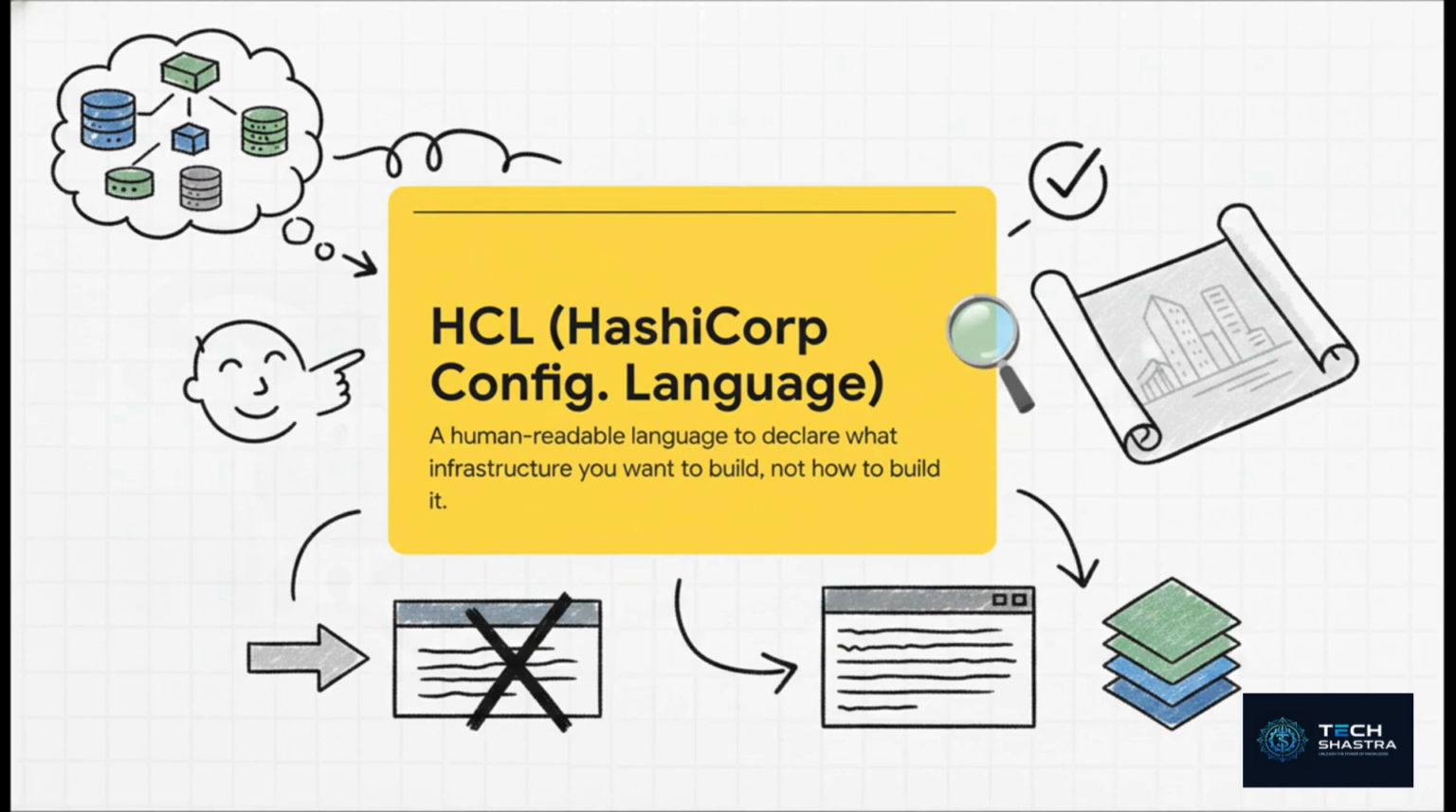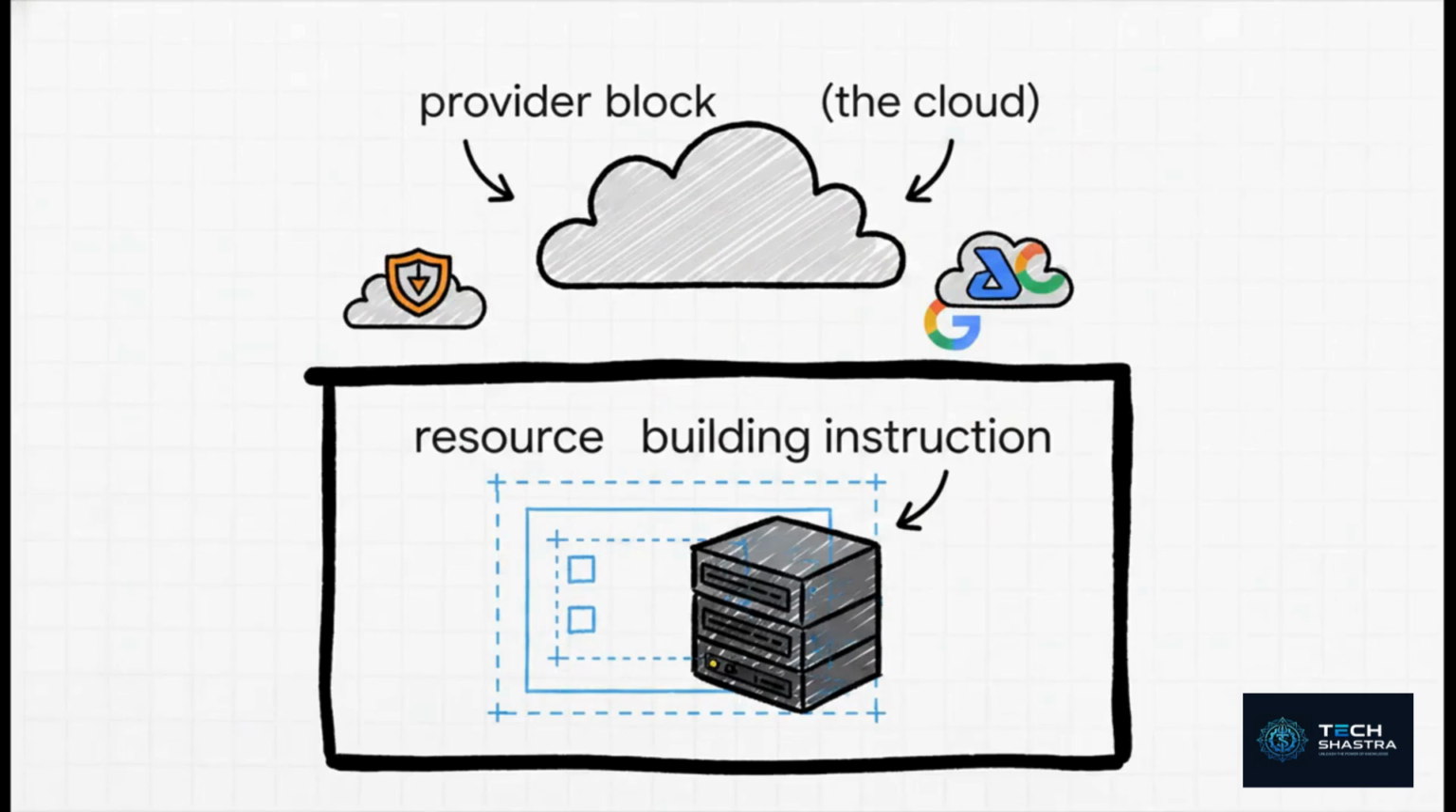This is not a heavy-duty programming language like Python or Go. It's what we call declarative. That just means you describe what you want to build, not all the nitty-gritty steps of how to build it. You just say, I want a server, and Terraform figures out the rest. And look at this. A basic Terraform file is actually super simple. It really just boils down to two main parts. First, you've got to tell Terraform which cloud you're talking to. AWS, Azure, Google Cloud, whatever. That's called the provider. Then you just give it the instructions for what you want to build. Maybe a virtual server. We call that a resource block. That's pretty much it. Provider and resource.